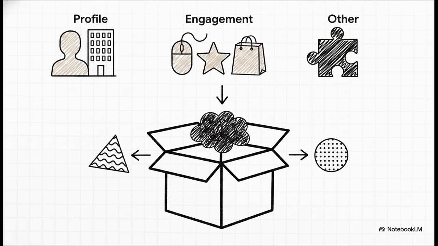First is profile for primary entities, think people or companies. Second is engagement for events or activities, like a website interaction or a purchase. And third is other for, well, supporting data that just doesn't fit those first two.